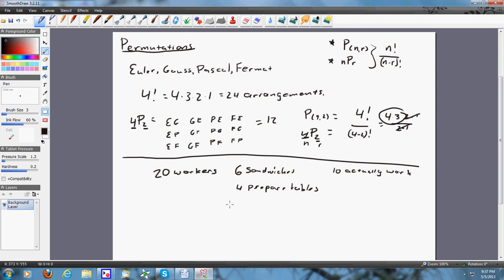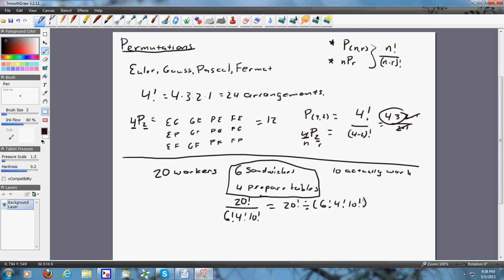What you could do is you could say, all right, well, I have the 20 workers, but I'm going to break them into these groups, 6 factorial, 4 factorial, and 10 factorial. And when you do that, you'll actually get some kind of answer. You'll have to do that on your calculator. Remember, if you do this on your calculator, you can do it all at once, but you have to use parentheses.